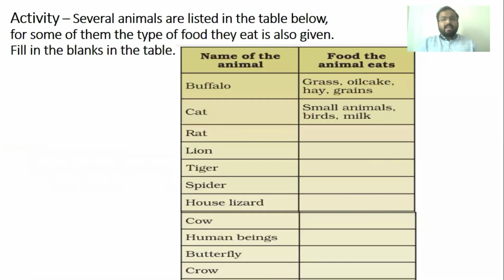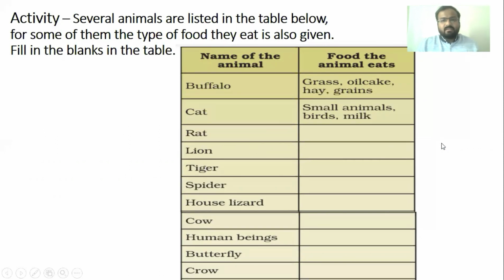So here comes an activity. Several animals are listed in the table below. As you can see, this is the table. For some of them, the type of food they eat is also given. As you can see over here, for buffalo and cat, it is given what they eat. We have to fill in the blanks in the table.